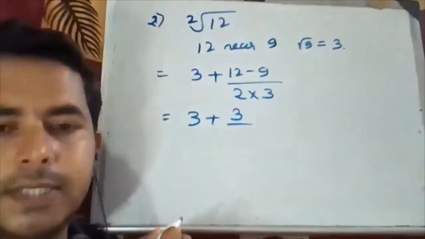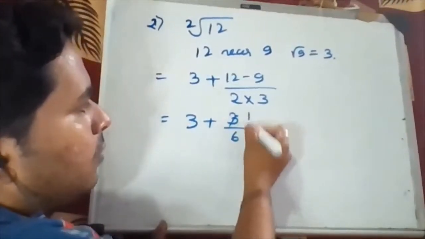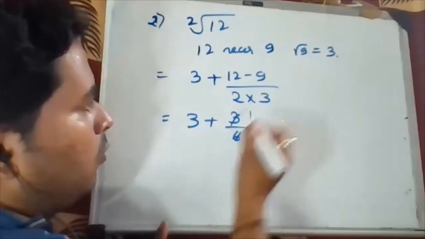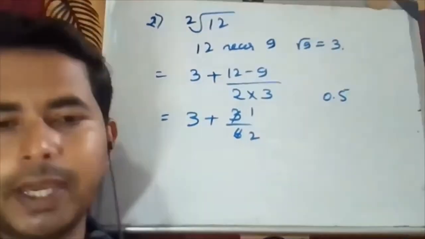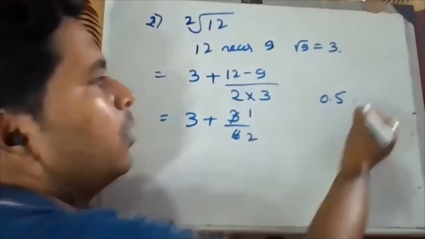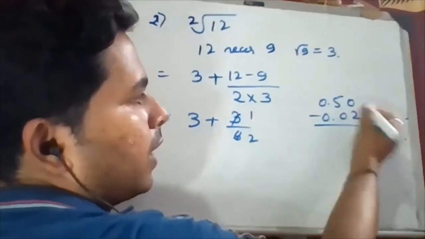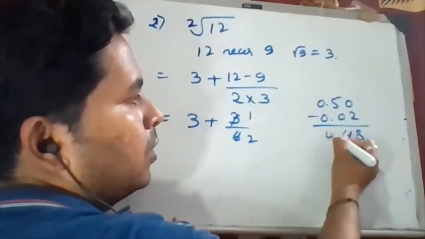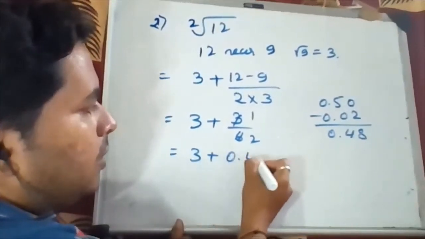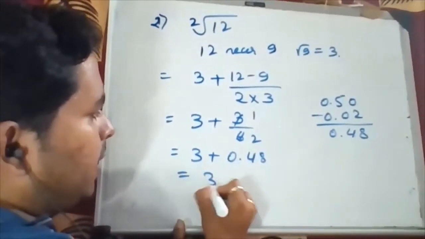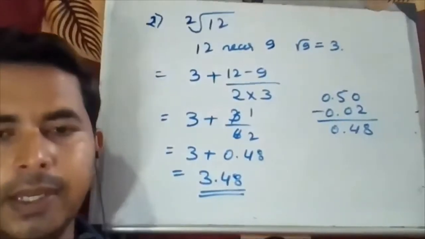So what you will get, 3 plus 12 minus 9 will be what, 3. Okay, 12 minus 9 will be 3. Then 2 into 3 is what, 6. So we'll get the answer here 1 by 2. 1 by 2 means 0.5 आएगा. Okay, 0.5 आए तो हमको कंडीशन क्या है, उसमें 0.02 को सब्ट्रैक्ट करो, तो क्या आएगा, 0.48. आपका आंसर क्या करना है, इधर ऐड करना है 0.48. So your answer will be 3.48 is the square root of 12.